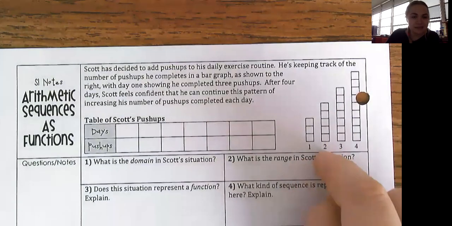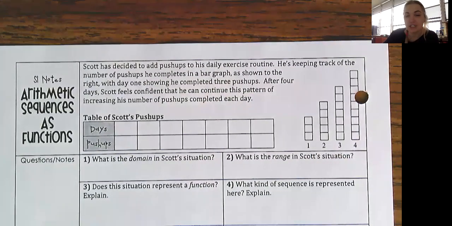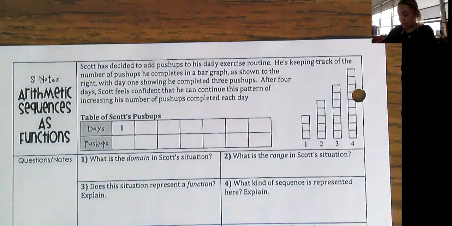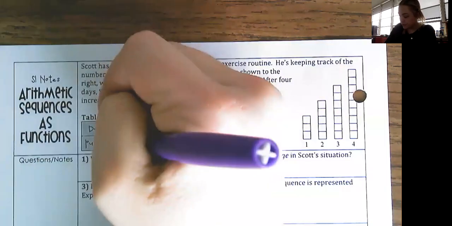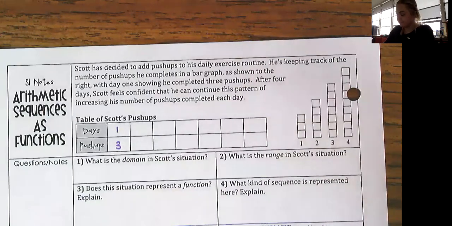After 4 days, Scott feels confident that he can continue this pattern of increasing his number of push-ups completed each day. So let's start by making a table of Scott's push-up progress. We know that when it was day 1, it said that Scott did 3 push-ups. So fill in the rest of the table and let's find this pattern. Push pause.